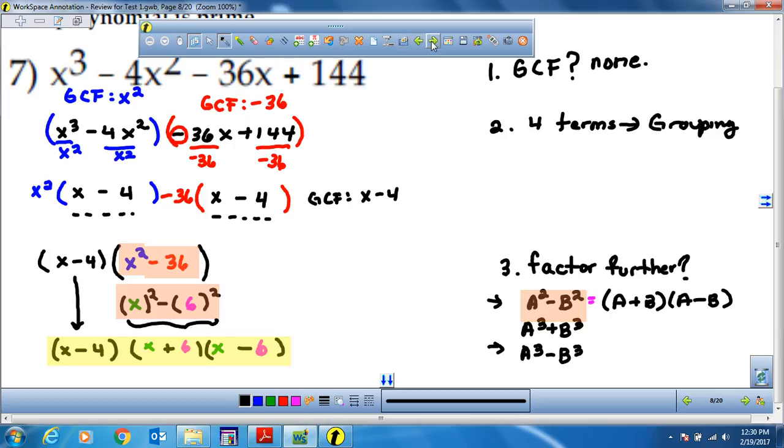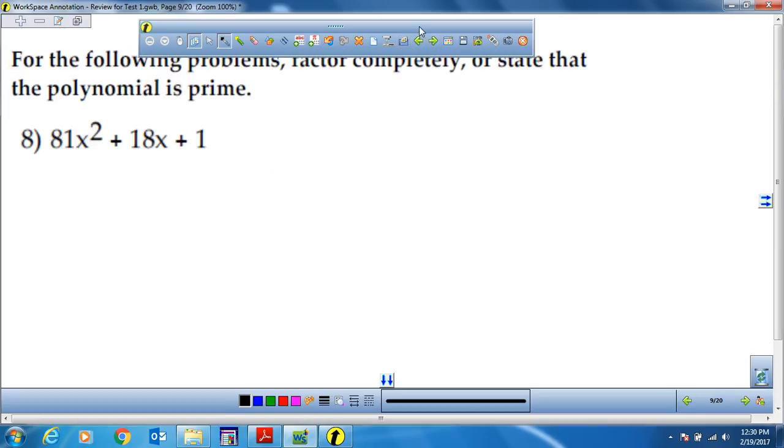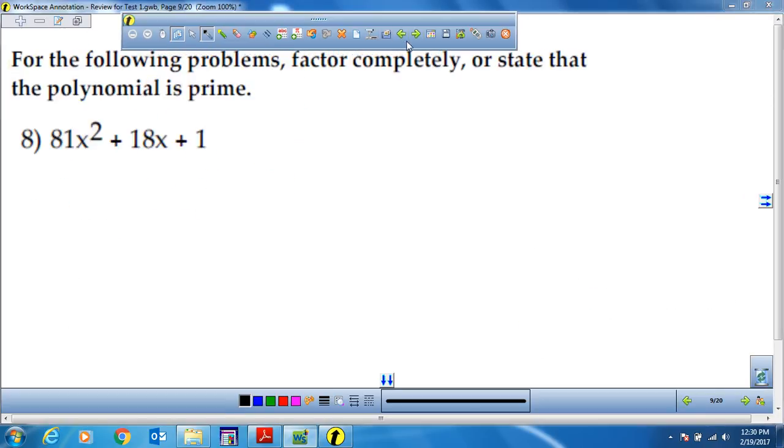Question number 8. For the following problem, again, we're going to factor completely or state that the polynomial is prime. So we're going to start with the same process right here. First of all, we find out if this polynomial has a greatest common factor that can be factored out from all of these terms.